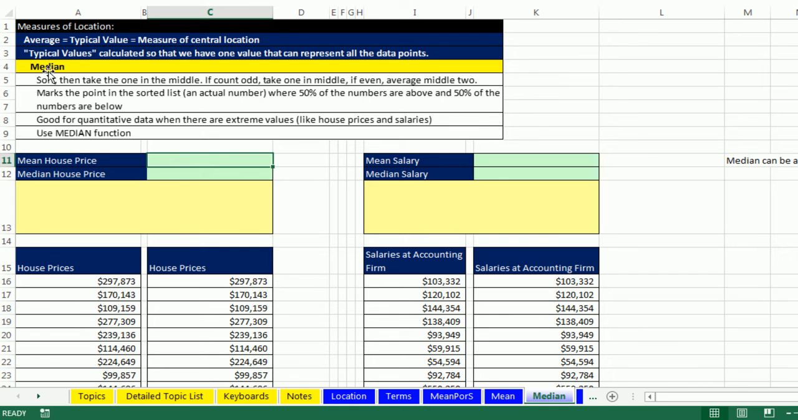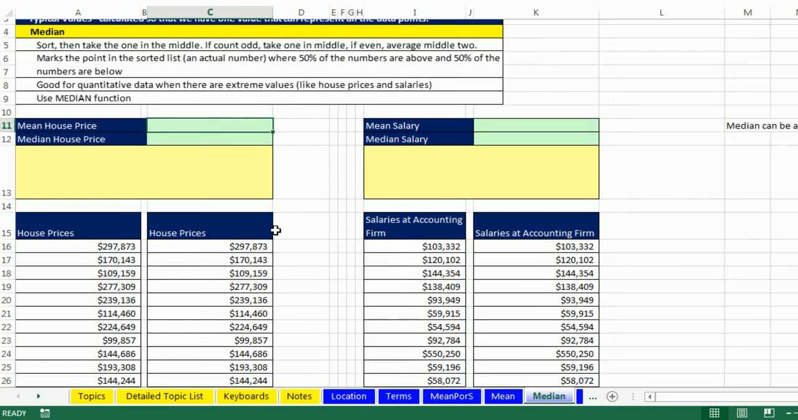Now let's talk about median. Median is an average, a typical value measure of central location. Literally, it's going to divide. It is percentile 50% because it will divide the set exactly in half. It is the value in the middle.